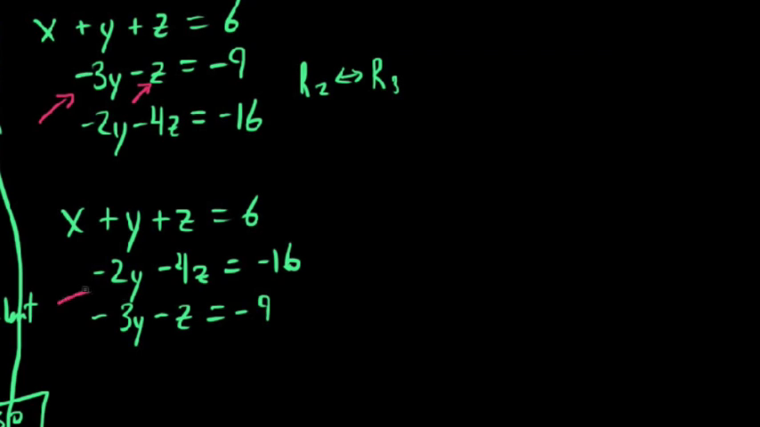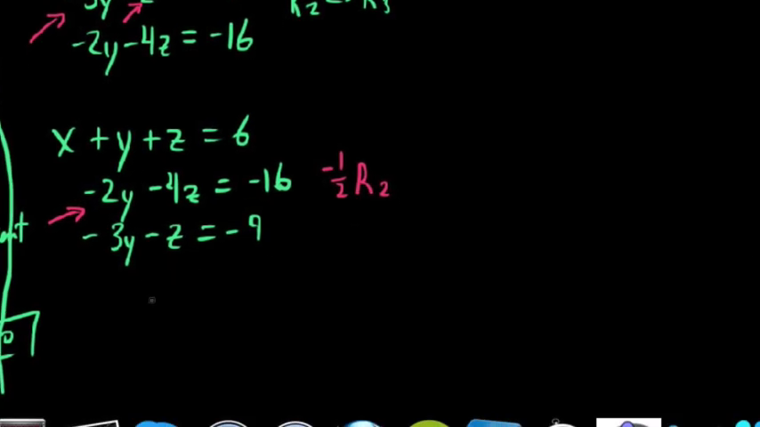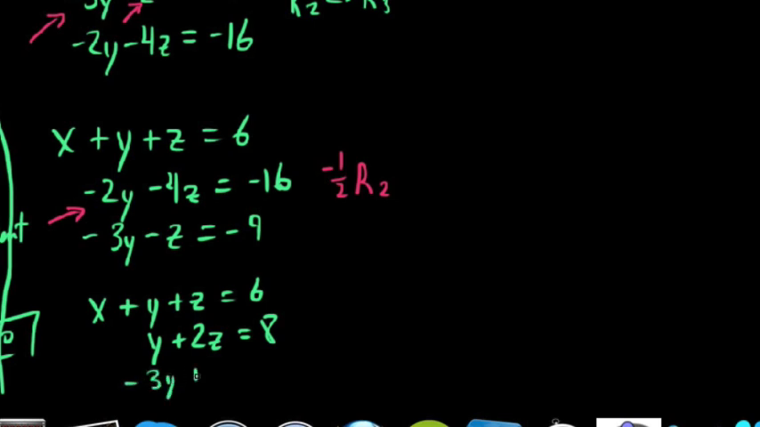So now we're going to cause this to be a positive 1. So we're going to take it times its reciprocal. So we say negative a half times the new row 2 here. If we do this, here's our new row equivalent system. x plus y plus z, first equation, is 6. We have our second equation, which is just y plus 2z, which is negative a half of negative 4z, and is 8. And we say negative 3y minus z equals negative 9.